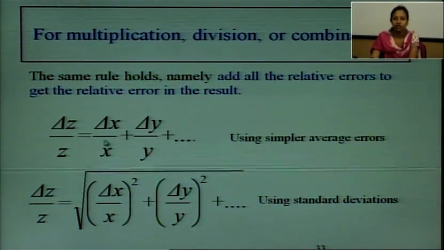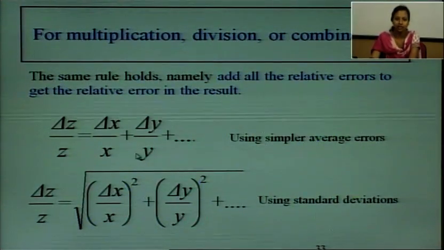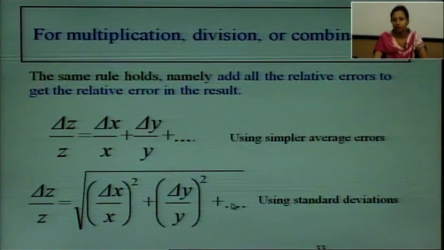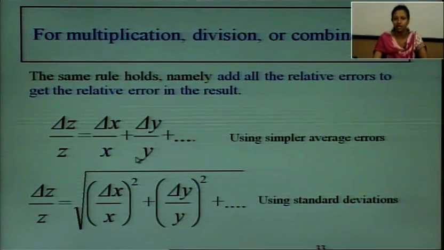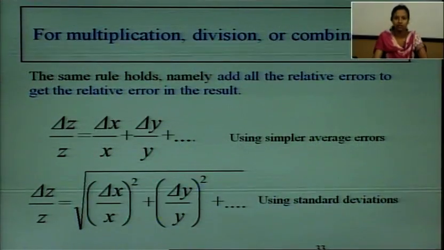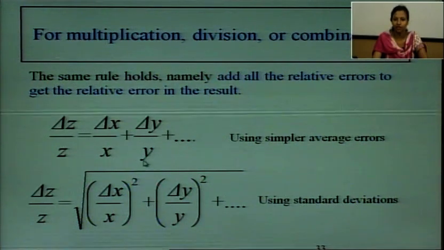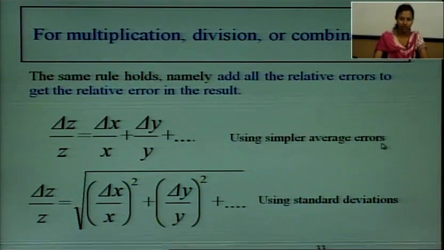If these measurements, like these physical quantities x and y, are correlated with each other, if there is some correlation, then we will take standard deviation. But if there is no correlation, then we will take average error. If they are not correlated with each other, then we will simply take average error.